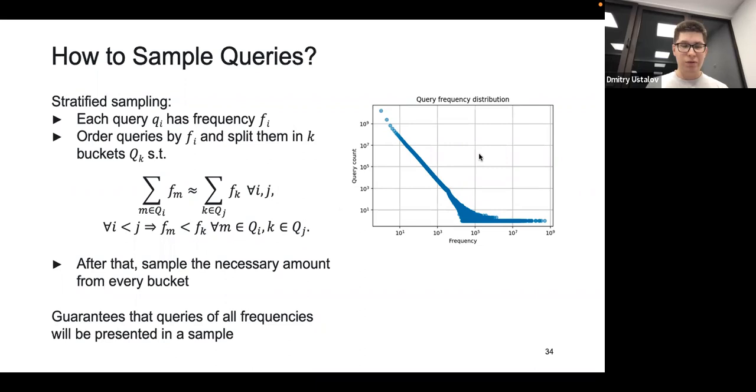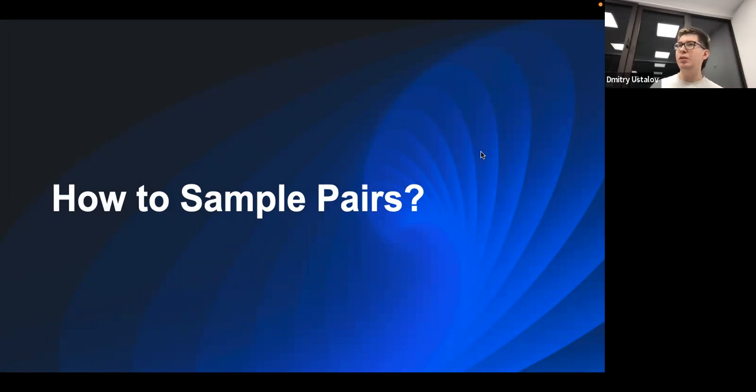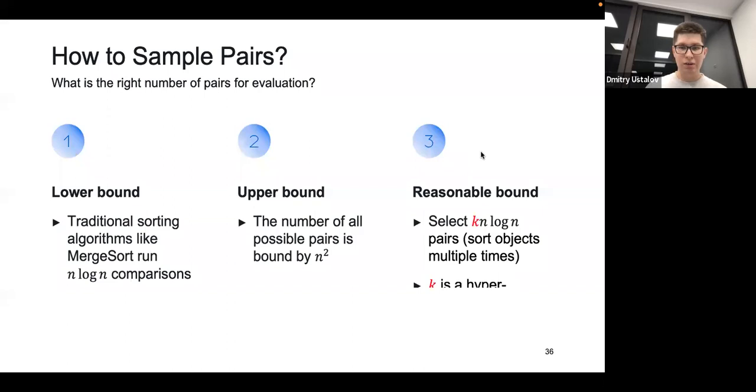That's really good. But now we sampled all those queries. For every query, we produce a ranked list. And we are using pairwise evaluation. So we have to sample from this list pairs of items to compare which is better. How to do that? It's not really simple. If you use merge sort, you know that the complexity of the number of computations like n log n is the lower bound. You cannot sample less than this. There is an upper bound like n square, so all the possible pairs. The reasonable bound is somewhere in the middle again.